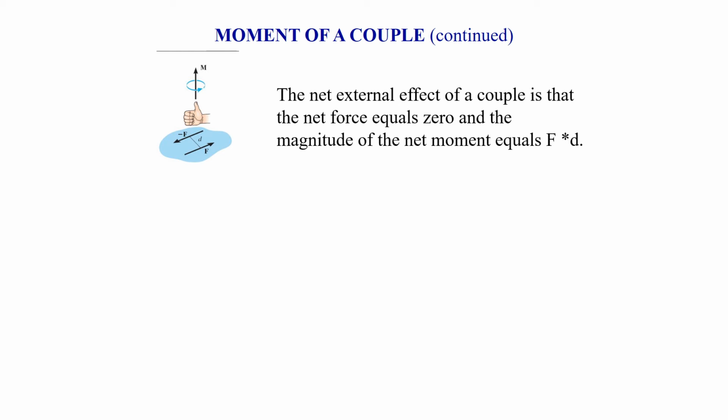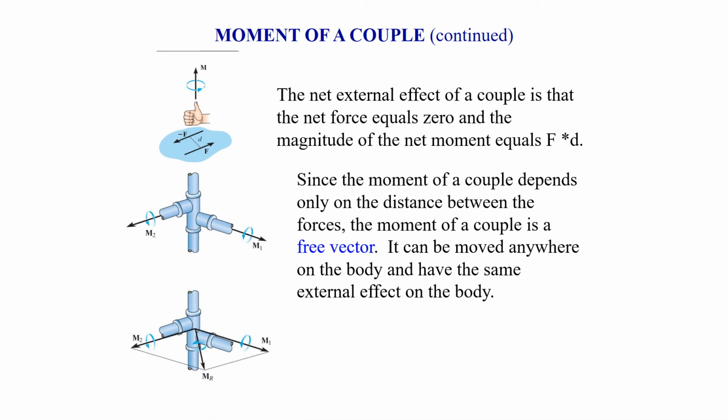Now, notice that that separation distance has to be calculated in the direction that's the minimum, or the perpendicular distance between those two lines of action of the forces. Since the moment of a couple depends only on the distance between the forces, the moment of a couple is what's known as a free vector. It can be moved anywhere on the body and have the same external effect on the body.